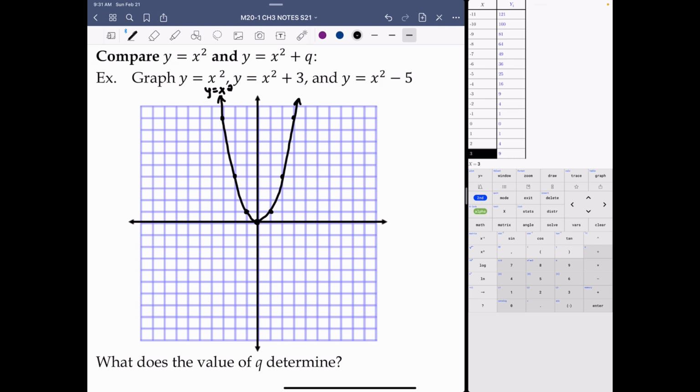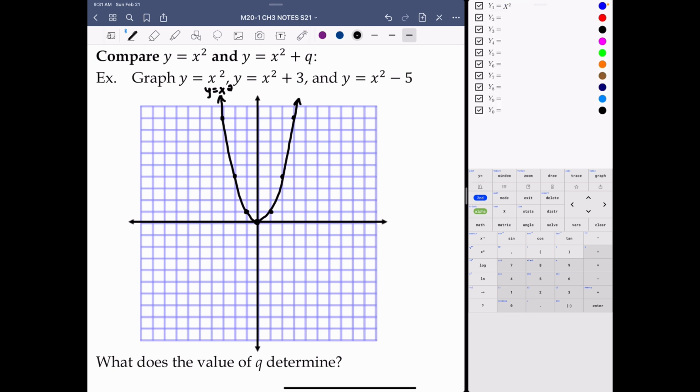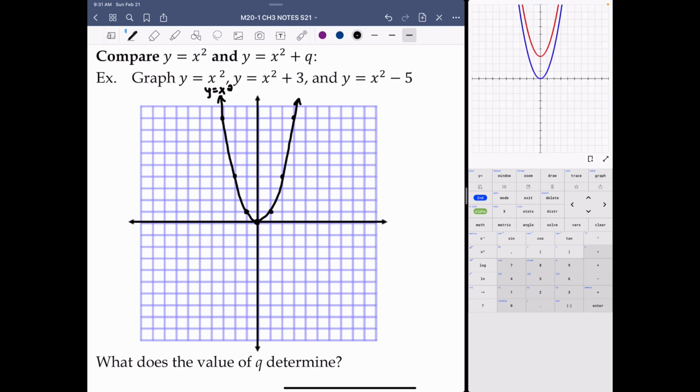Next, we want to graph y equals x squared plus 3. So go back to y equals or menu graph. And we have our x squared. I'm going to leave that one there, and I'm going to graph y2 as x squared plus 3. Push graph or draw, and we see it's the red graph. So notice it looks very similar to the blue graph, but it's up 3 units.